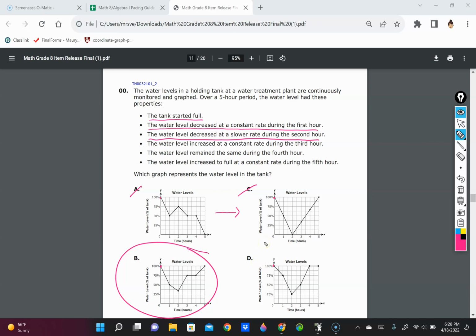We can keep going and line up each of the other sections. The other section indicates right here that we are going to remain constant at a rate. So these sections match up better than all the other answer choices.